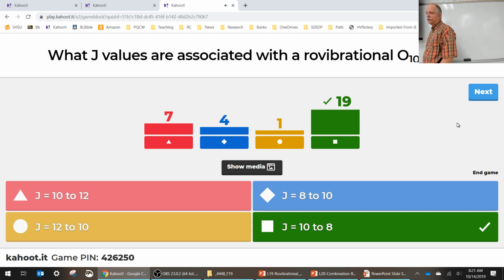All right, good job. So the O10, that 10 tells us that it's J equals 10 to something else. So it's starting in level 10. We have 2 options there: I can go to 12 or 8. It's changing by 2 because it's an O line. O is Raman, so we know J is changing by 2, but is it going up or down? Since O is less than Q, which is less than S, that's the lowest one, so it should be going down by 2. So it's 10 to 8. That's how we got to 10 to 8.